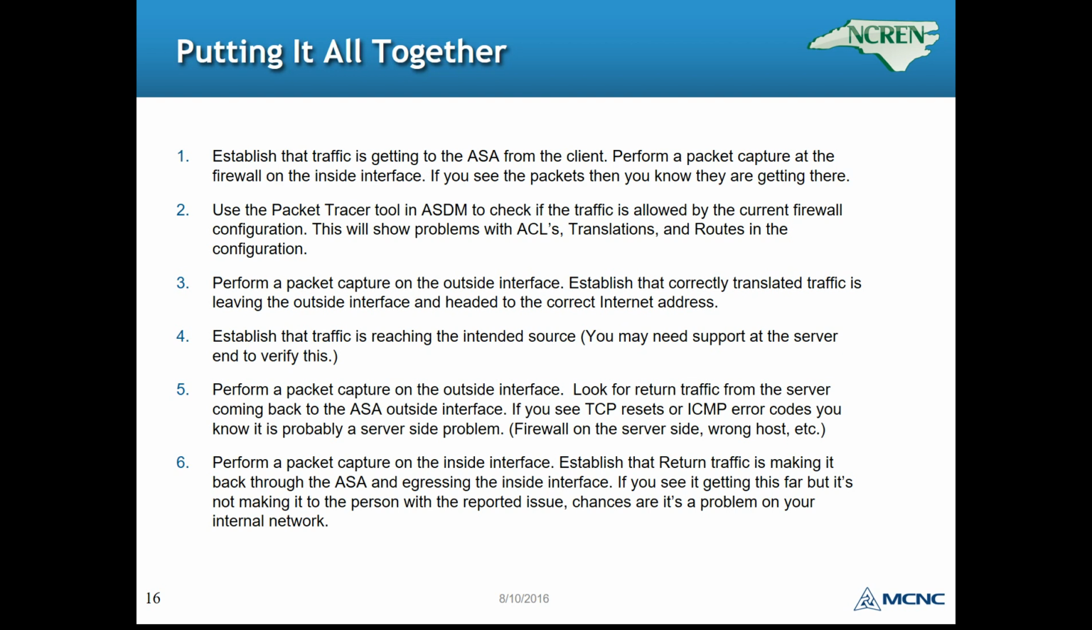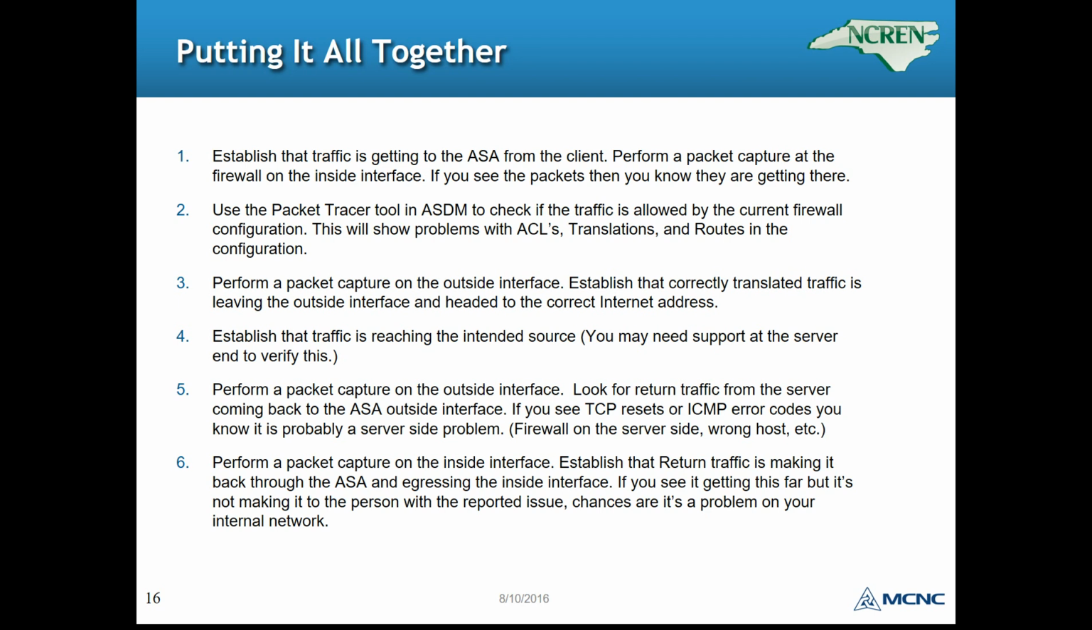And kind of like what I say here, if you can see that all that traffic's going out and coming back in, and it's getting that far and it's still not getting back to his workstation, then the chances are really, really likely that it's a problem on your internal network and that you've got a routing issue somewhere, or you've got ACLs on your core switch or something like that that's blocking the return traffic back to him.